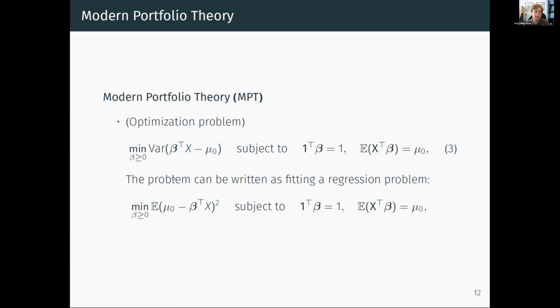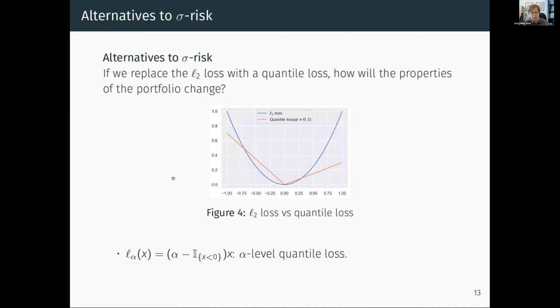Okay, then our natural question is, if we change the loss function, the L2, squared loss function, with another loss, how will the properties of the portfolio change? We try to change the L2 loss or the squared loss by the quantile loss. Figure 4 displays the L2 loss and the quantile loss. Quantile loss is known as the check function, and is non-differentiable at point 0.